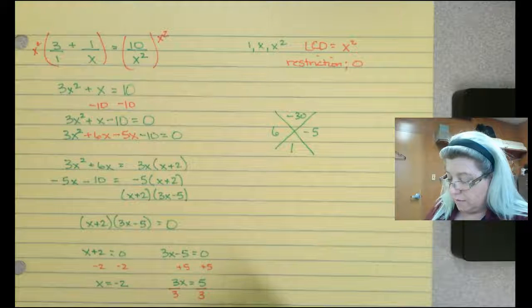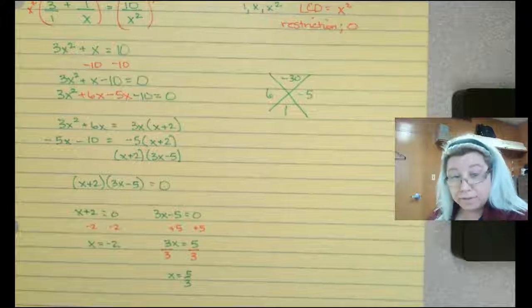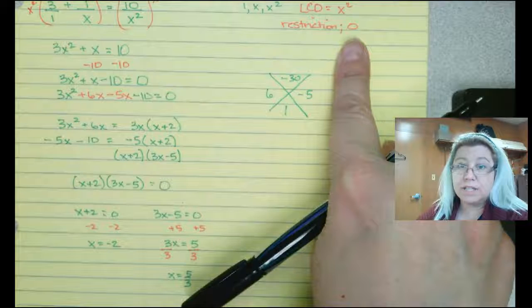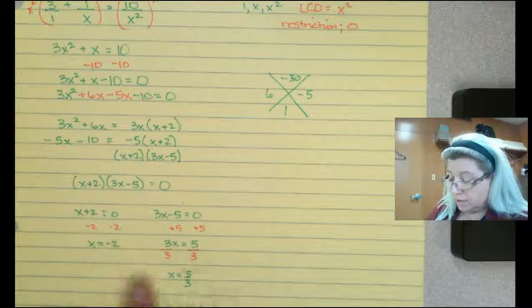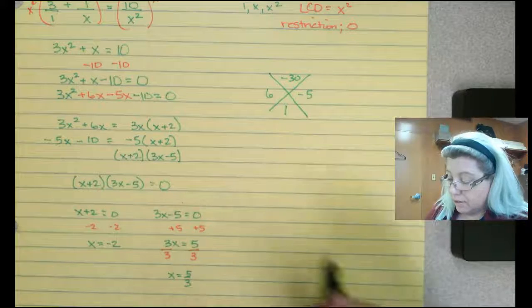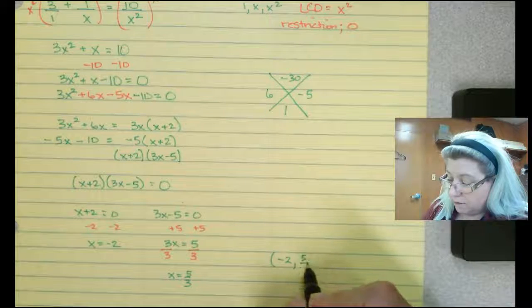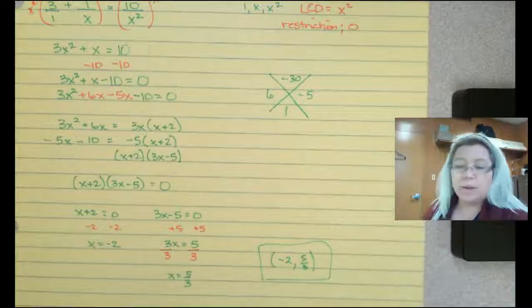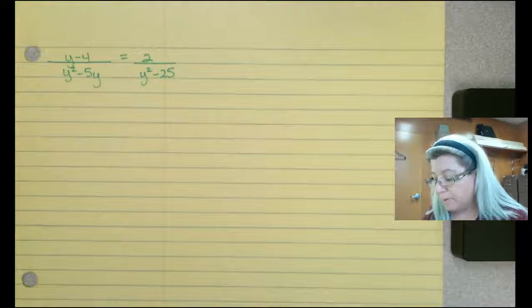X equals 5/3. But don't forget, we have to go back to our restriction and see if either one of these answers hit our restriction. Our restriction is 0. Negative 2 is not a 0, and 5/3 is not a 0. So we have two solutions for this problem. Negative 2 and 5/3. All right, let's try another problem.